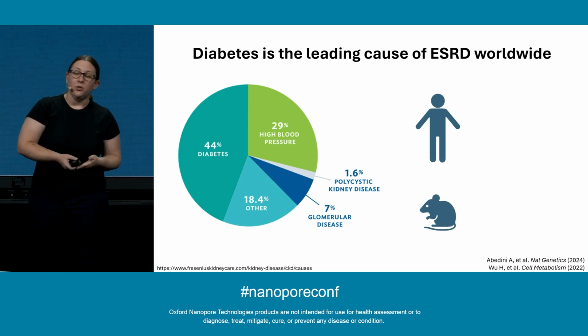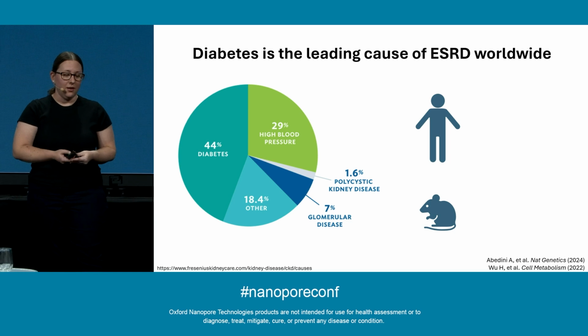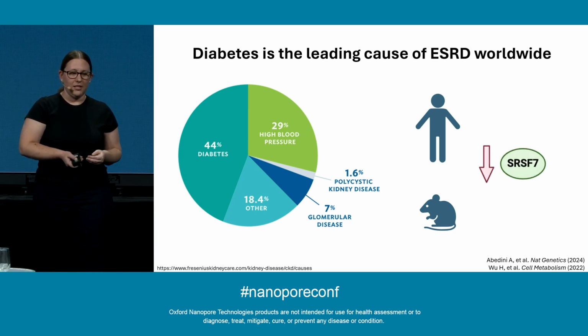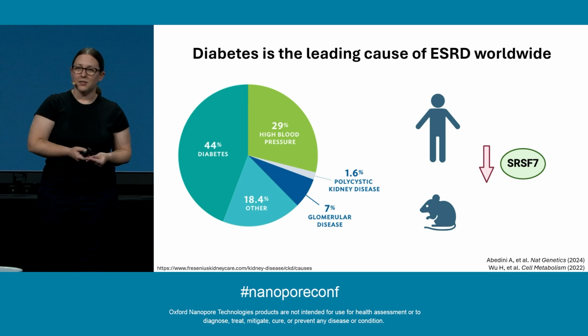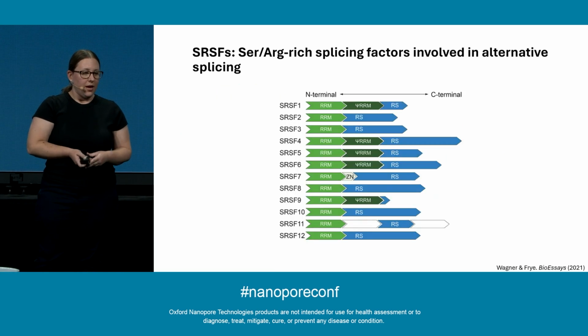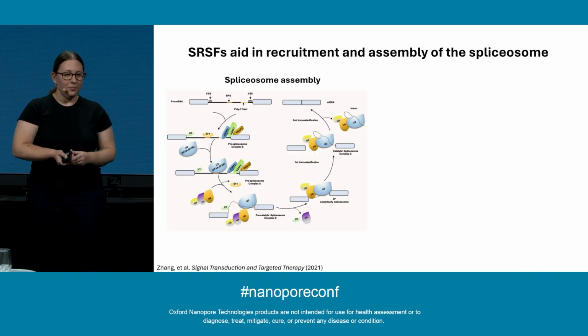Through a large body of work from our group and others, which I've referenced down here, using short-read single-cell RNA sequencing, they found that there is a decrease in this factor called SRSF7 in the proximal tubule cells of kidneys. And these are serine arginine-rich splicing factors, which are shown here. It's a family of 12 different splicing factors. We're focused on SRSF7, and these are involved in alternative splicing.